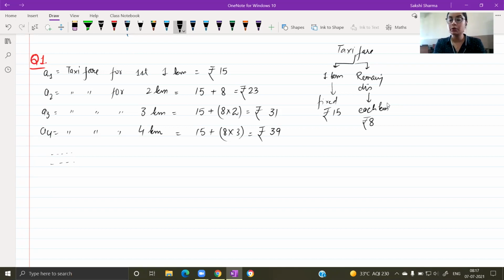Abhay, roll number 1. Yes, ma'am. Beta, how do we know this list is an AP? Ma'am, because at each step, the same number is being added to the term. Right. And what do we call that same number? Common difference. Common difference. Okay.